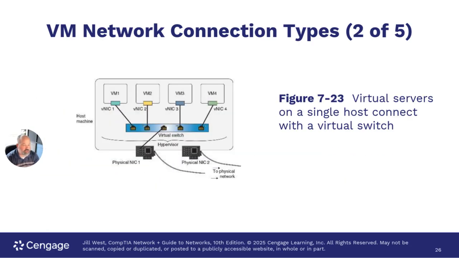So here's our virtual switch in action. We've got 4 VMs connecting through the virtual NICs to a virtual switch, which then connects to the physical network through the host's physical NICs. It's like having an apartment building where each apartment, which is the VM, connects to the building's main electrical panel, which is the virtual switch, which then connects to the city power grid, which is the physical network. Everyone gets power, but it's all managed centrally.